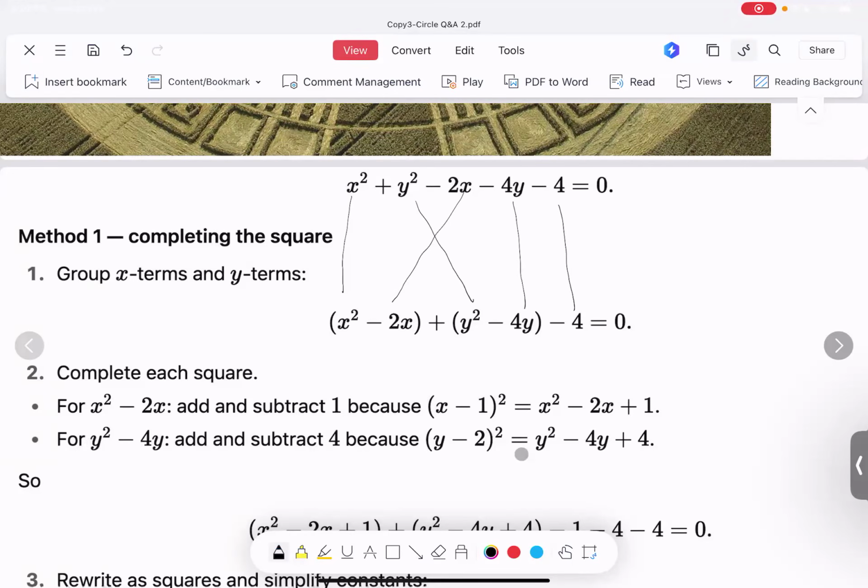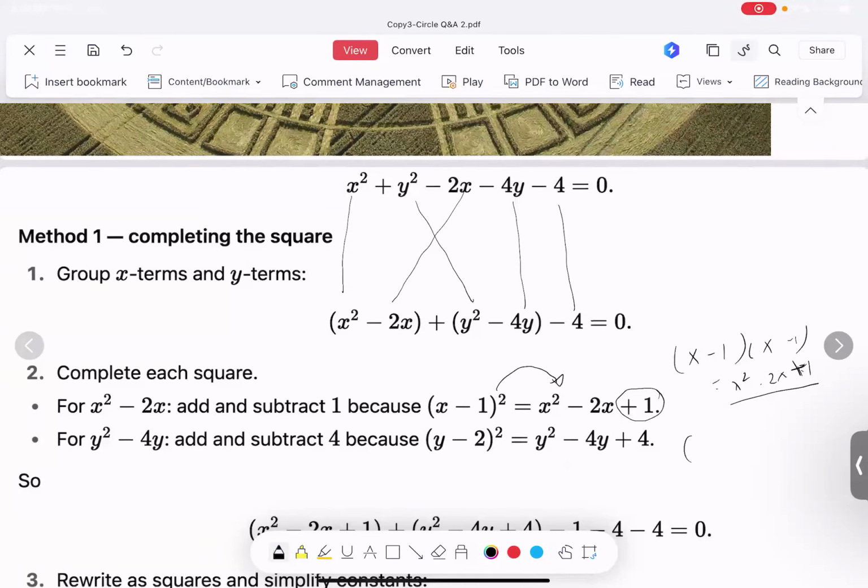Okay, so let me factorize it and expand it for you. This one is actually the same as this one, as in x minus 1 times x minus 1 is the same as x squared minus 2x plus 1. So both of these have the same meaning. But since I have plus 1 here, I will get the condition as mentioned here: add and subtract 1 because of this. And then this one is also the same.